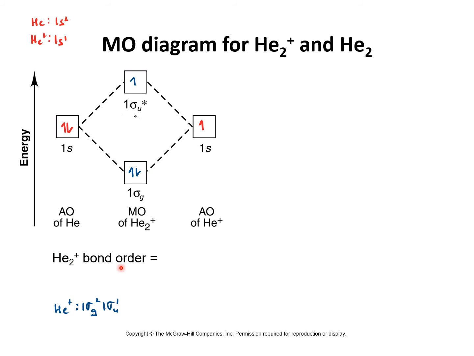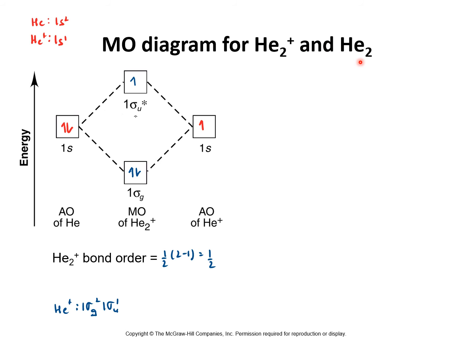Finally, we can calculate the bond order for the system. And as you recall, the bond order is equal to 1/2 the number of electrons in bonding MOs minus the number of electrons in antibonding MOs. So using that formula, we see that we have 1/2 times 2 minus 1, because there are 2 electrons in the 1σg bonding MO and we're going to subtract the 1 electron from the 1σu* antibonding MO. And this gives us a bond order of 1/2.